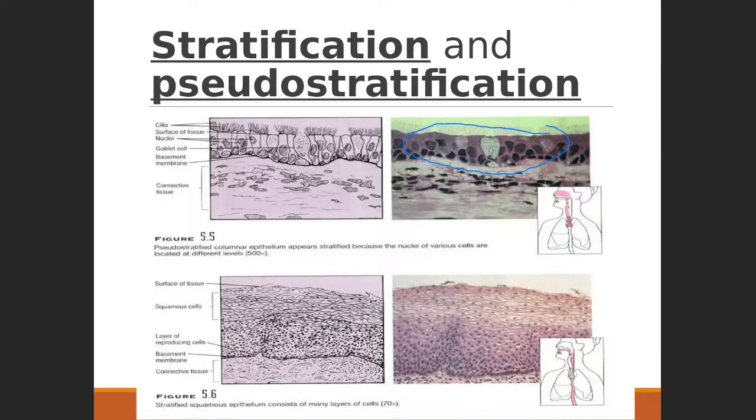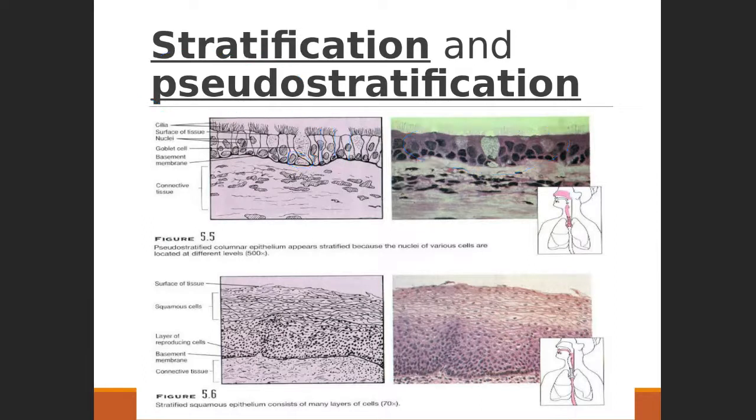You see cells. Now, some of them don't make it all the way to the surface of the tissue, like that one. But every single cell does attach or touch the basement membrane. Every cell touching the membrane means we don't have any cells stacked on top of the ones underneath. This makes it a single layer of cells with the appearance of stratification. Therefore, pseudo, meaning fake.